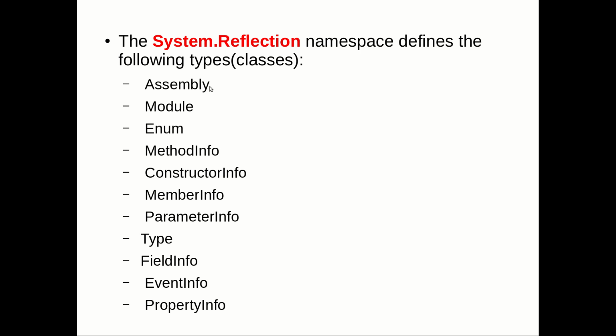Suppose, for example, in your application you are using a component or a library module which is in the form of a .dll. Obviously a .dll is an assembly, and you may want to understand the version of that particular assembly, or who is the creator of it, or what security information is provided in it. These kinds of metadata can be accessed using the class called Assembly. So these are the different classes that are available inside the System.Reflection namespace.